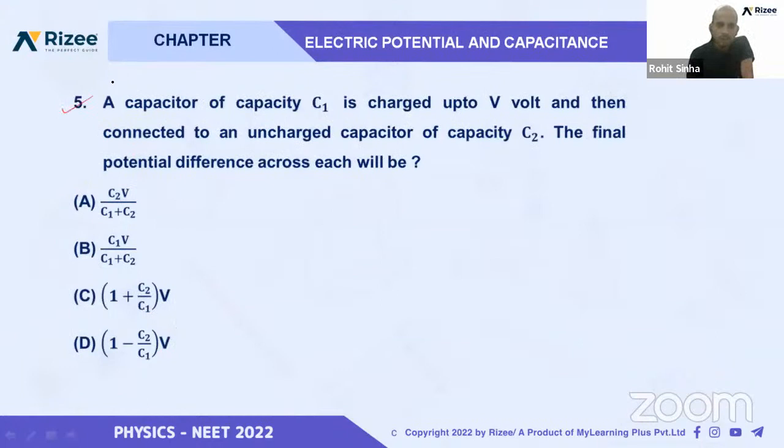Let us see this question. I'll give you 30 seconds and you try this. All of you have to try this question. Answer came? Tell me what answer came.